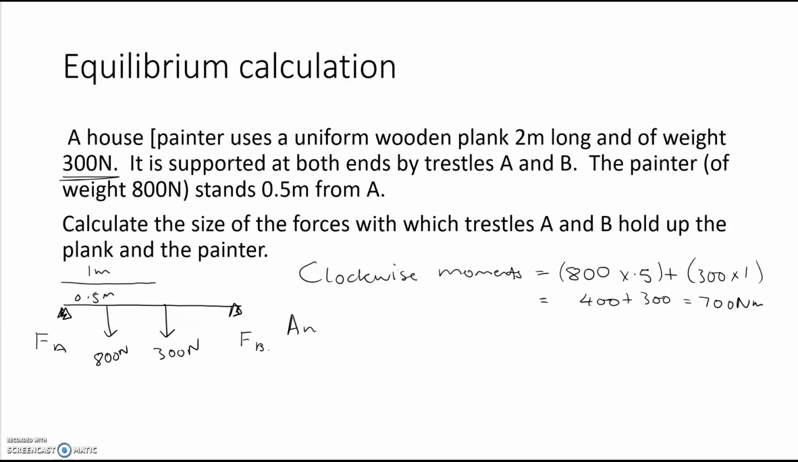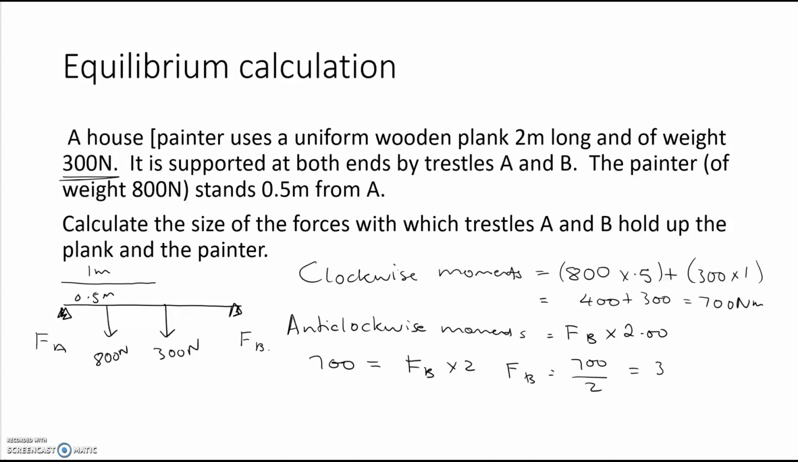The anti-clockwise moments are going to be FB times the whole length, which is 2 meters. Now, clockwise has to equal anti-clockwise, so 700 has to equal FB times 2. FB equals 700 over 2, which is 350 newtons.